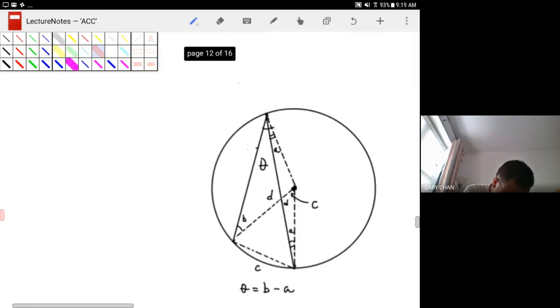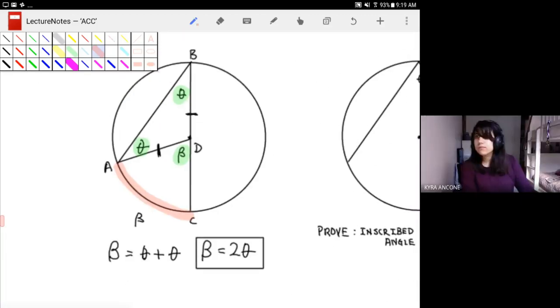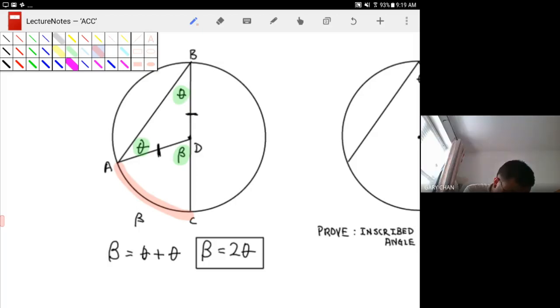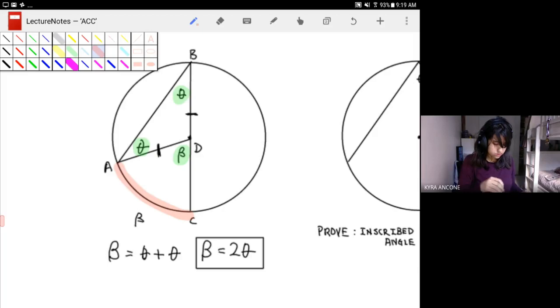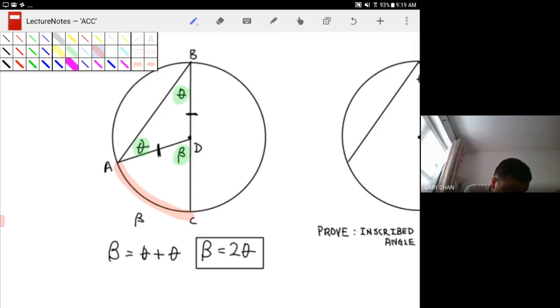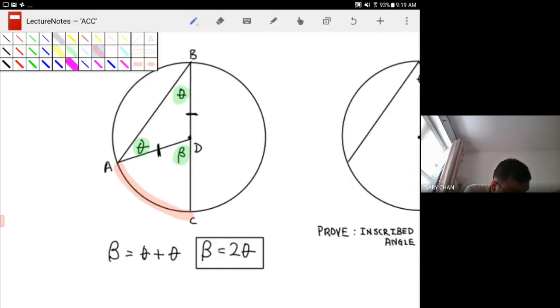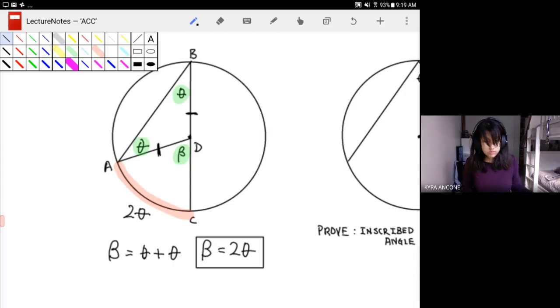Yeah, I'll take that. But even more directly, right? What do I have boxed in right here right now? Beta equals 2 theta. So wait a minute. If beta is equal to 2 theta, what can I replace that pink arc with? 2 theta. There we go. That's it. And we've proven this fact.